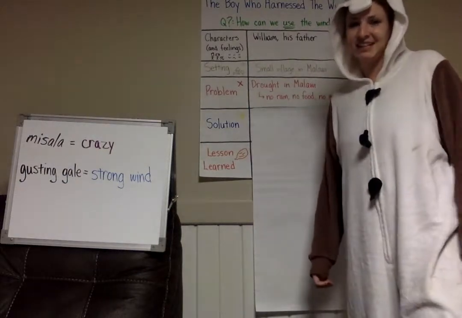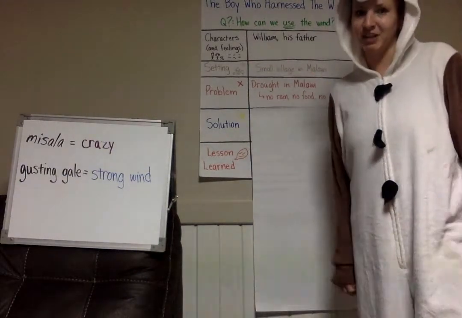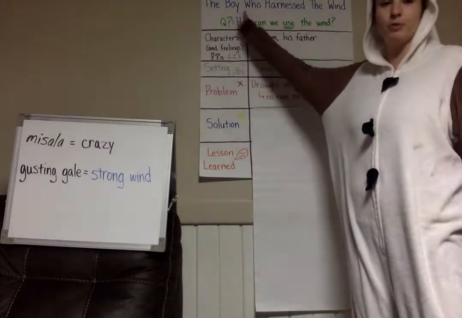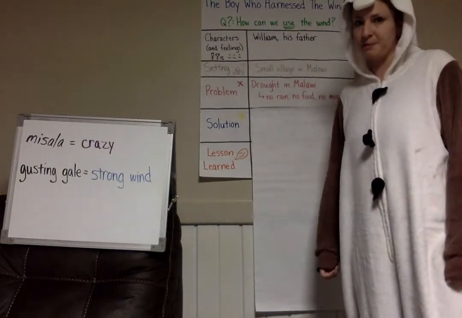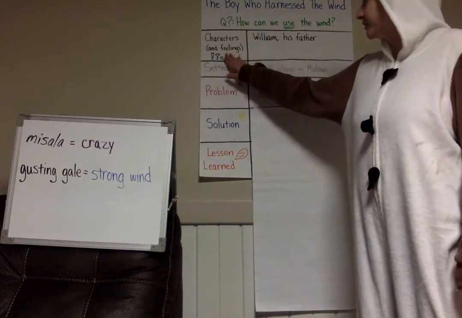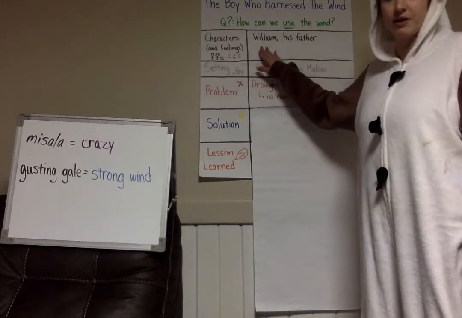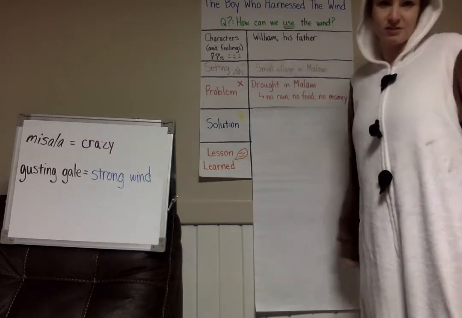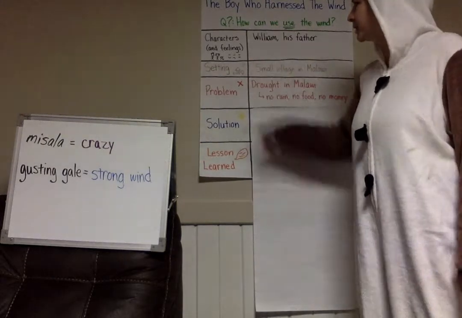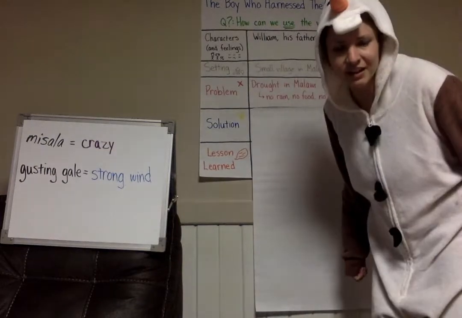Not too bad. Today we're going to finish reading the story we started yesterday, The Boy Who Harnessed the Wind. Let's review our story elements that we went over so far. Characters and feelings. The characters we have in our story so far are the main character, William, and his father was also in the story. And wait a minute. We didn't say how the characters were feeling.